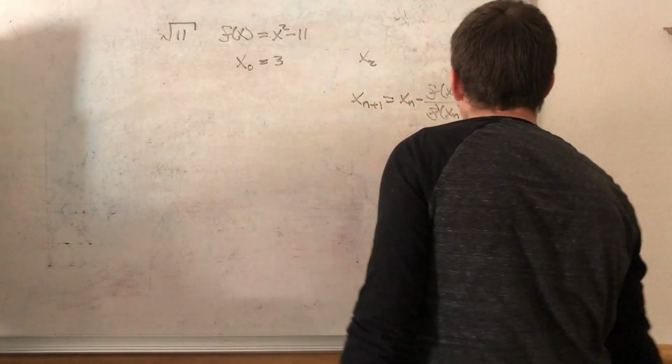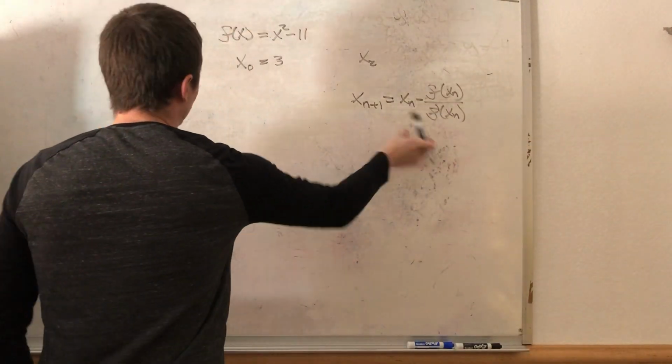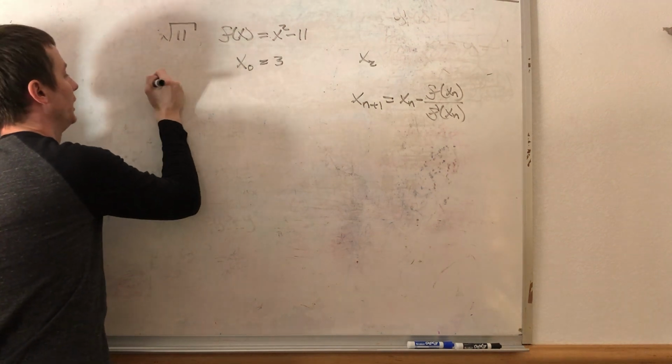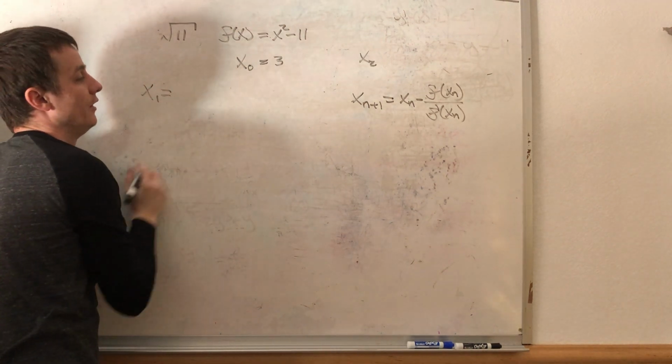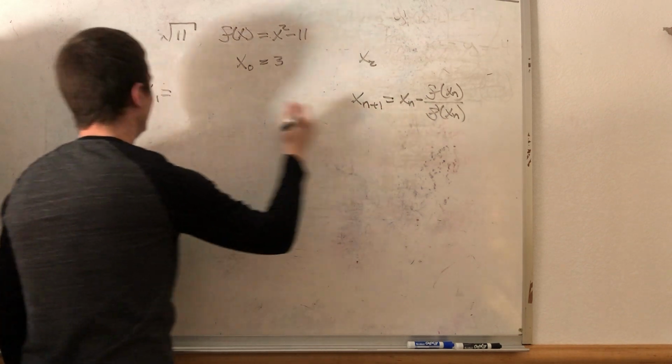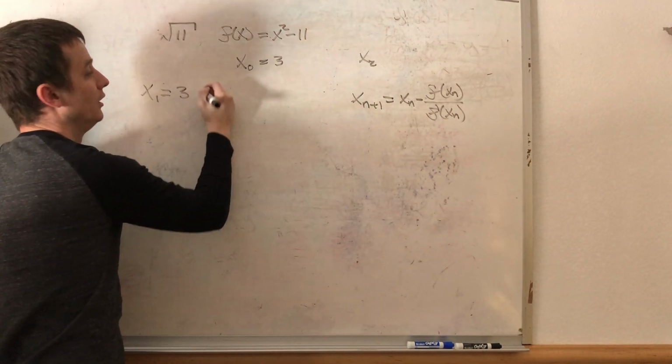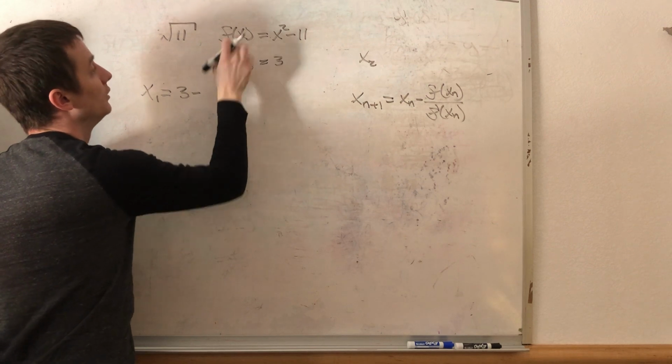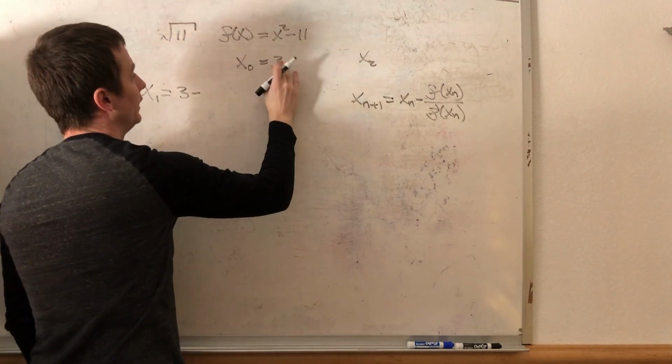And so, that's what we need to find. So when we're looking for x of 1, then n is 0, so that's going to be x of 0, which is 3, minus f of 3. Let's see, we need to find f prime really quick.